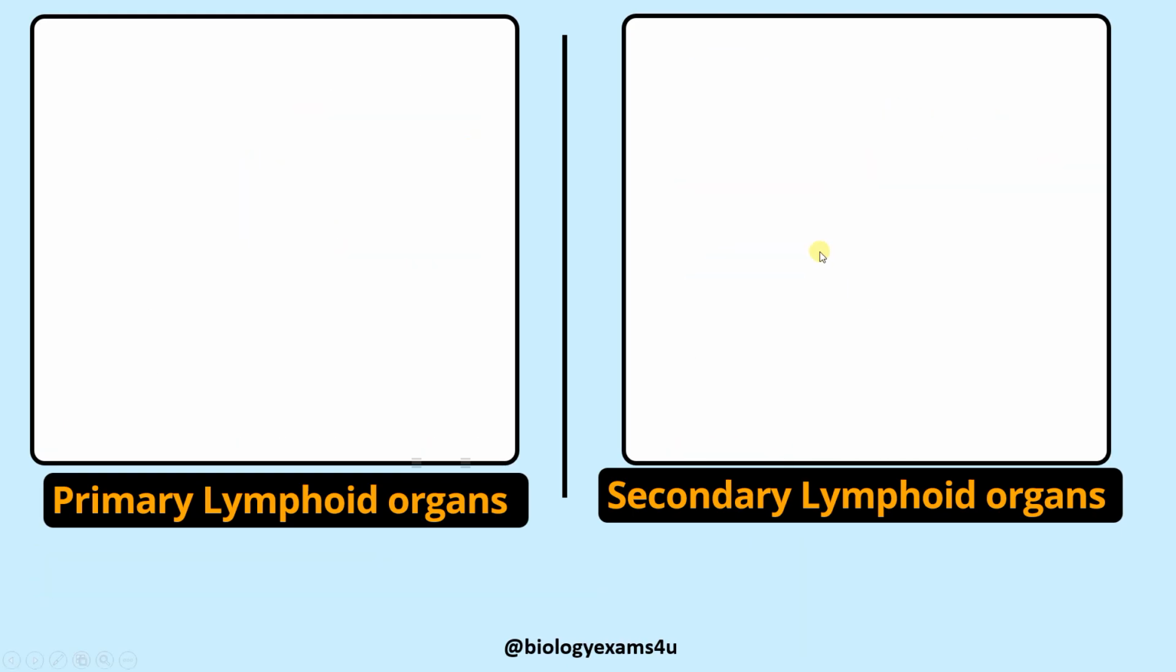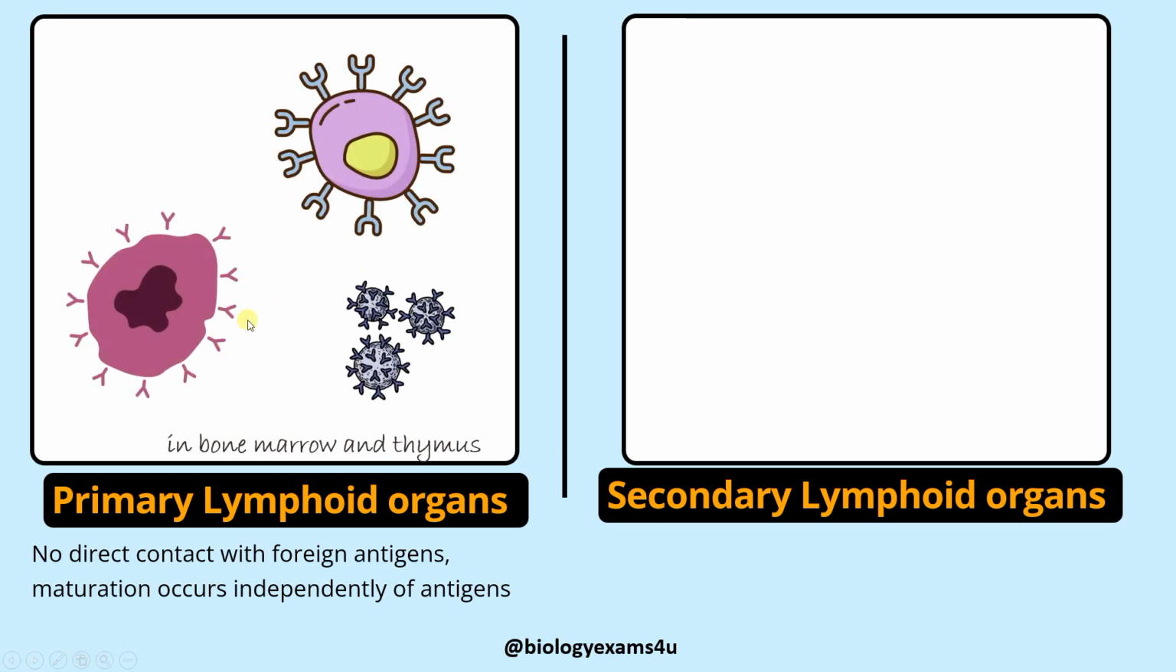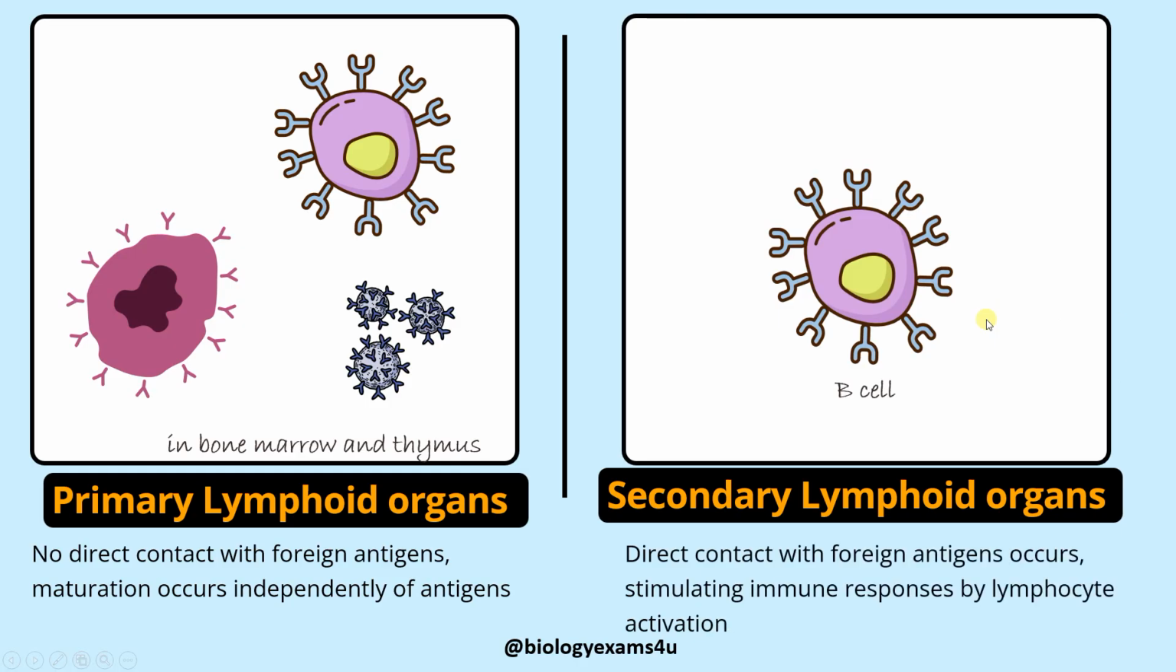Difference number 3. In primary lymphoid organs like thymus and bone marrow, there is no direct contact with foreign antigens. As you see, production and maturation takes place in bone marrow and thymus without the involvement of foreign antigens. Only self-antigens are present in these sites. Whereas in secondary lymphoid organs, there is direct contact with foreign antigen that stimulates immune response by lymphocyte activation.